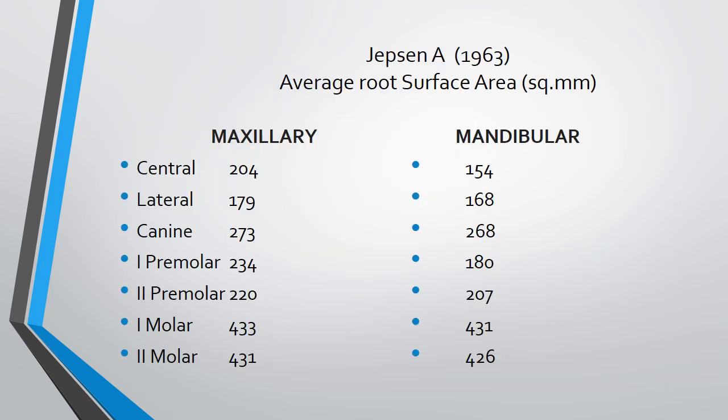The assessment of the periodontal ligament area was very well proposed by Jepsen in 1963, by observing the various configurations of the root surfaces of the dentition. He has given a tabular form of both maxillary and mandibular dentition of the anterior and posterior segments. Out of all these teeth, the maxillary first molar, which has 3 roots, carries the maximum periodontal area, around 433 square millimeters. So based on this table, we can assess the expected amount of support from the proposed abutment.